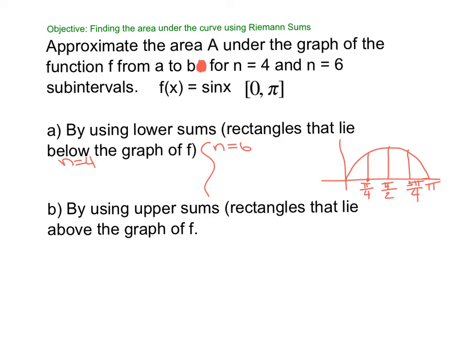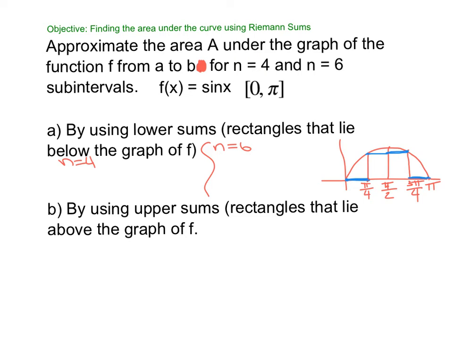Now this one's a little different though. It says by using lower sums, rectangles that lie below the graph. So my rectangle here would be right there. And then my next rectangle would be from the left. But then as I get to the right side of this would be my lower. And then this would be my lower. So this is a little different. It's not strictly left, strictly right. They just want the underestimate. They don't want to overestimate at all.